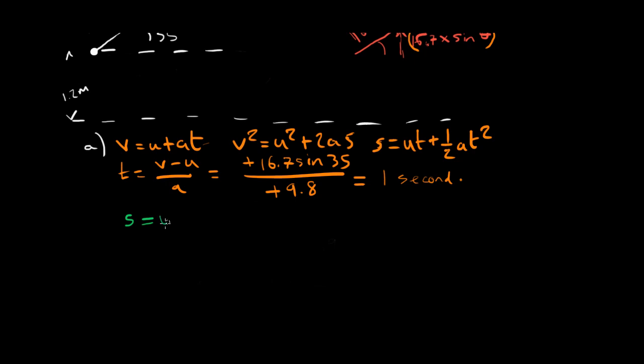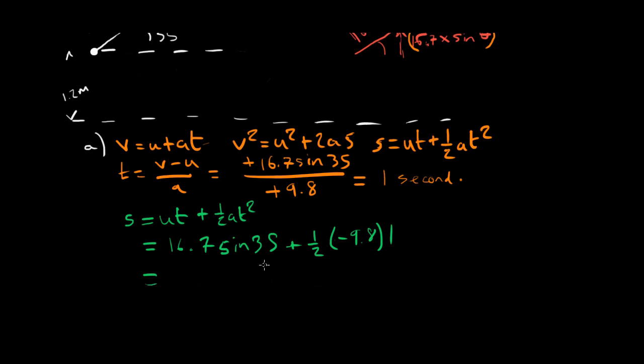S is ut plus half a t squared. T is equal to 1 second, so that S is equal to the initial velocity times the time. And the initial velocity, we had it from before, it was 16.7 sine 35, because we're interested in the vertical only. So that's times 1, so we have 16.7 sine 35 times 1 plus half of g, and g is negative, times the time squared, which is just 1.